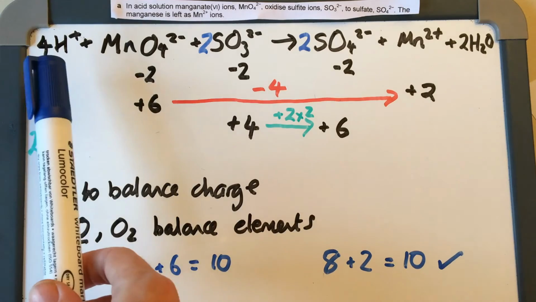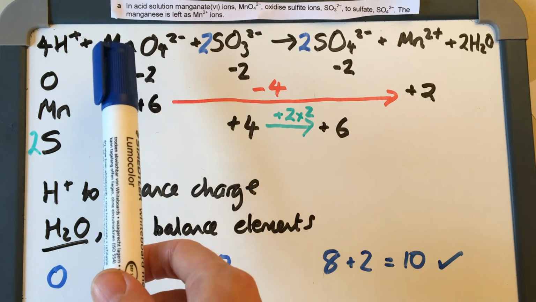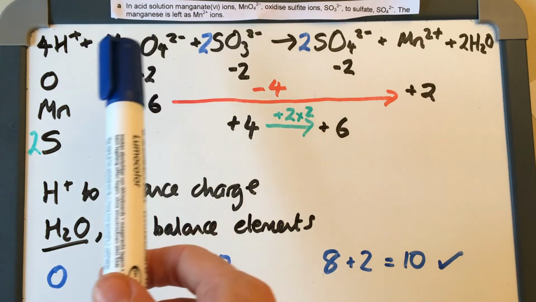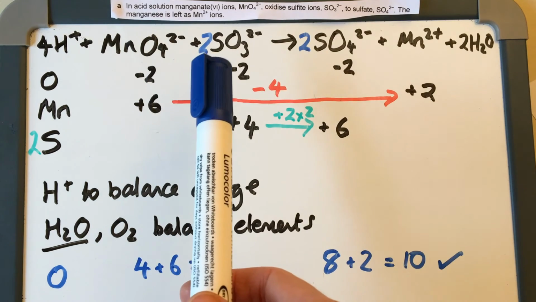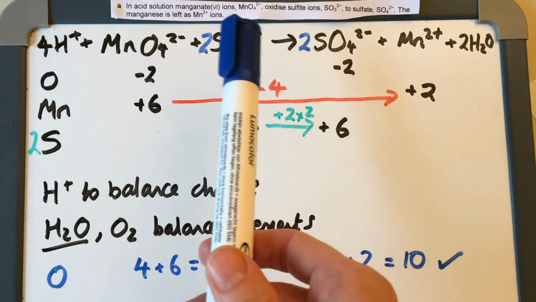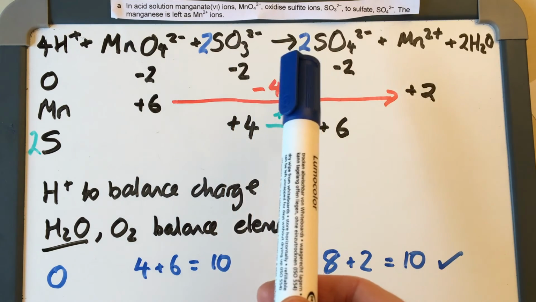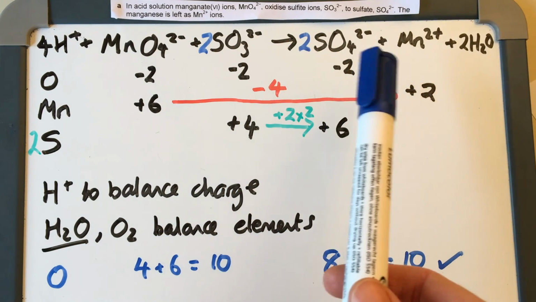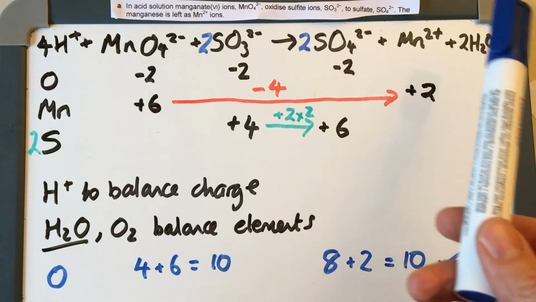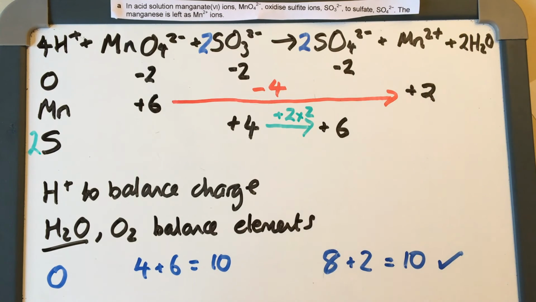We've got 4 H pluses reacting with the manganate 6 ion, so MnO4 2-, and the sulfite ions, 2 of the sulfite ions, SO3 2-, and that makes 2 sulfate ions, a manganese ion, and 2 water molecules.